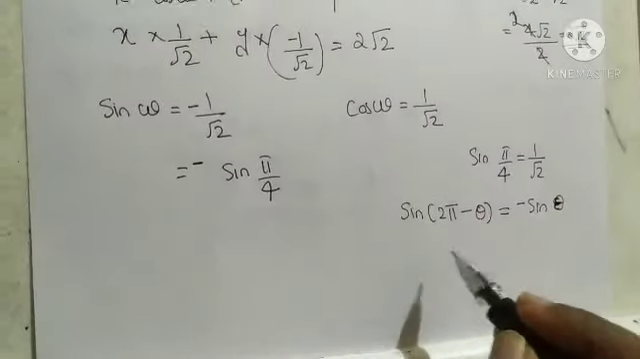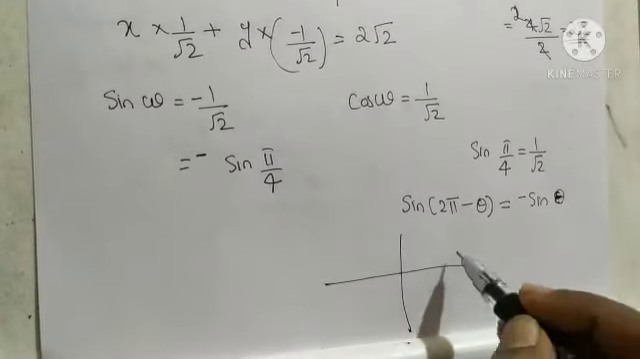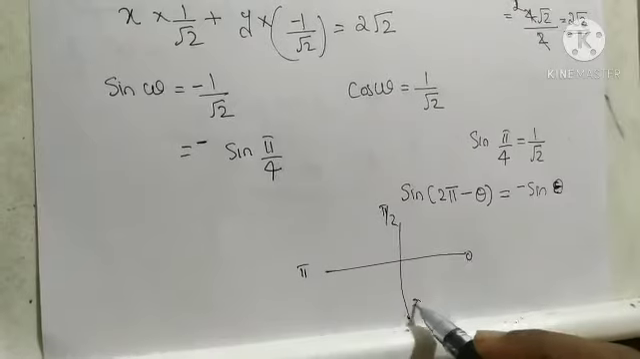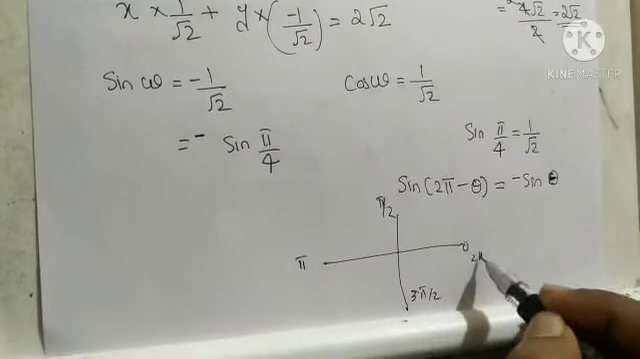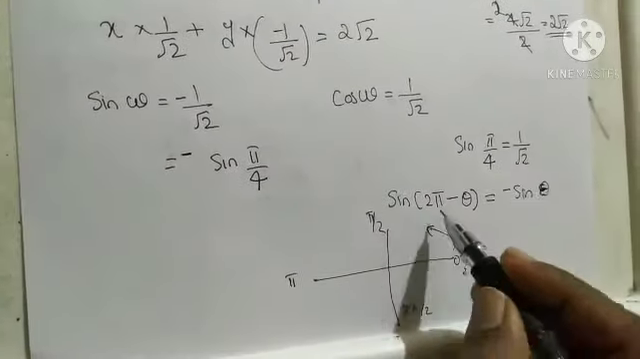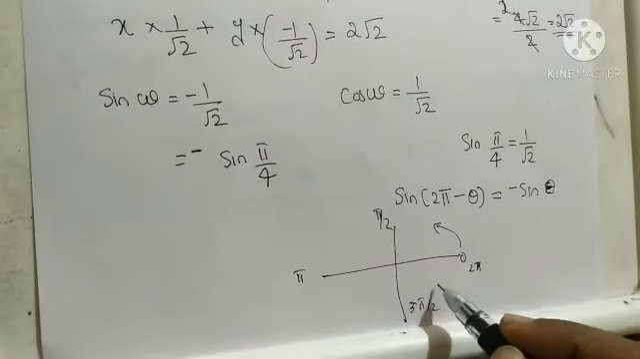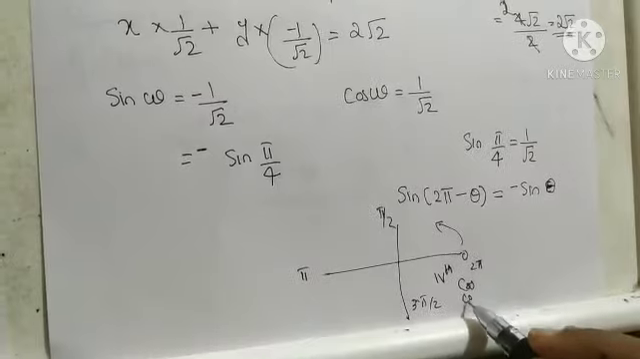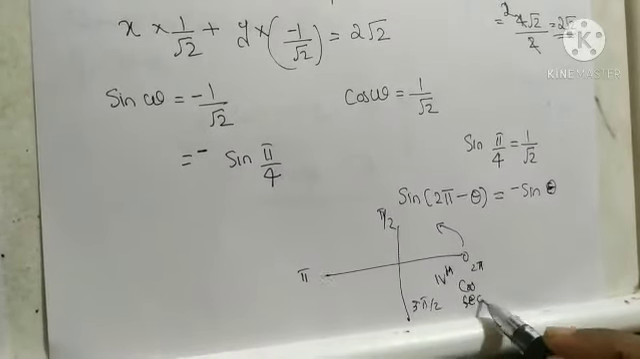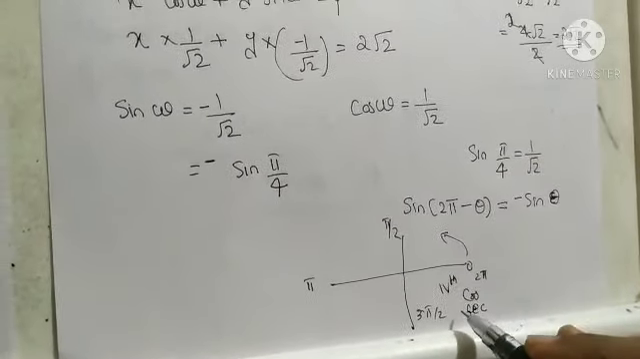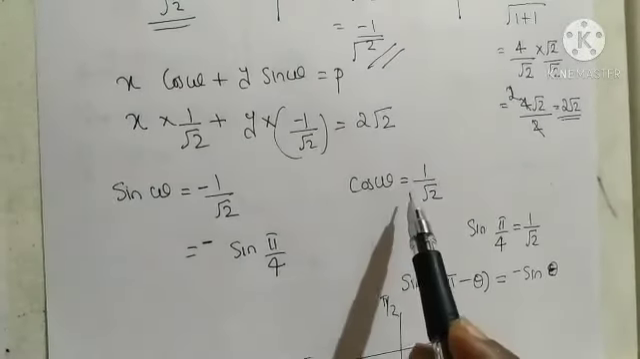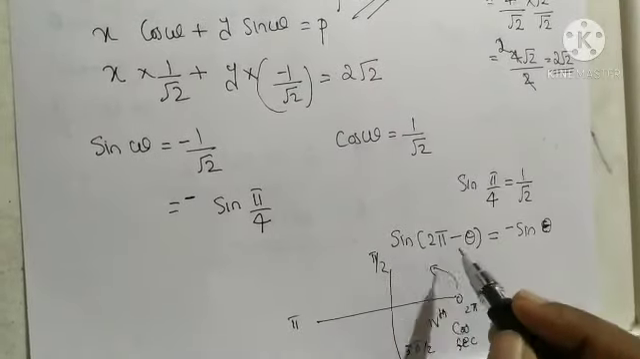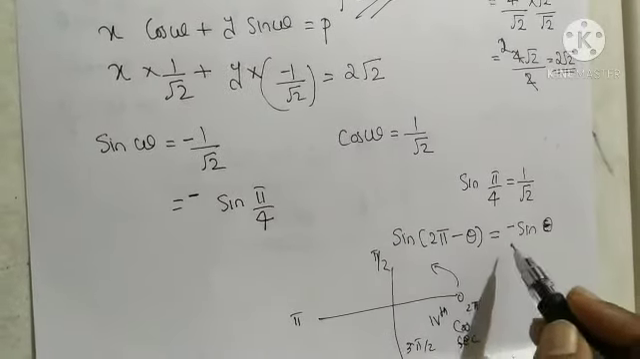Okay, and if we draw the 4 quadrants, this is our 0, this is our pi by 2, this is pi, and this is 3 pi by 2, this is 2 pi, and so on. 2 pi minus theta lies in the 4th quadrant. Only cos and sec are positive in the 4th quadrant, because here cos value is positive, sin value is negative, right? So that's why I am taking sin 2 pi minus theta equal to minus sine theta.